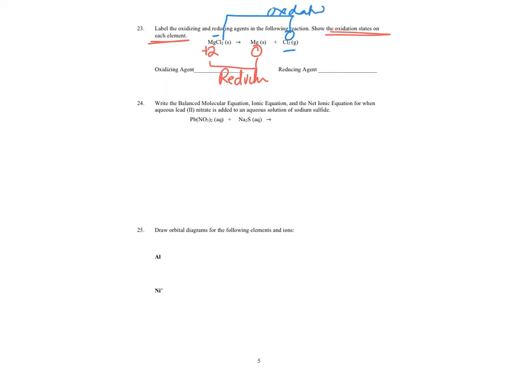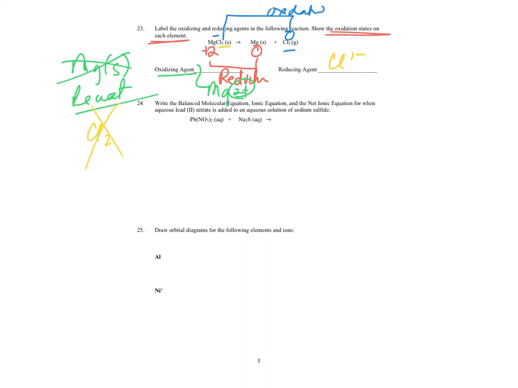So the oxidizing agent is the one that goes reduction, and that's magnesium 2+. It's not magnesium. Magnesium solid is not the oxidizing agent. It's always the reactant, okay? And so it's 2+, and it needs to have the plus. The reducing agent here would be Cl1 minus. It's not Cl2. No, it's not the product. Okay, so the one that goes oxidation is the reducing agent. The one that undergoes reduction is the oxidizing agent. Should work on that.